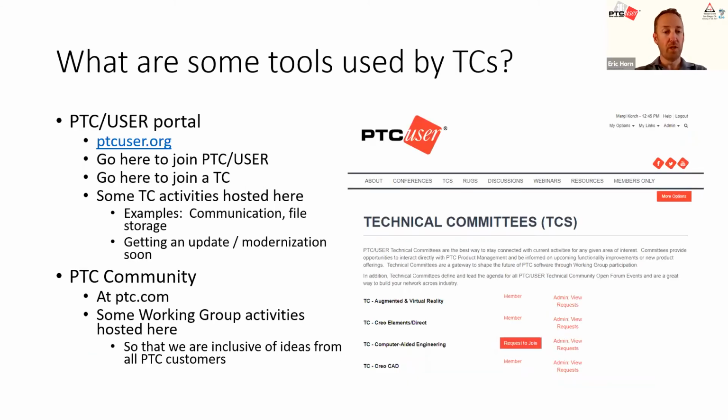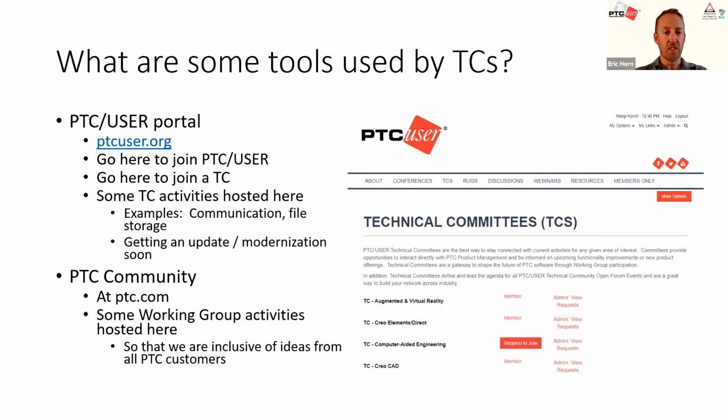So what tools do we use? We have two major tools that we currently use. The ptcuser.org portal is one of the big ones. That's where you log in and request to join a TC, and then we approve that. That's also where essentially all the email communication comes in. For my TC for smart manufacturing, that's where I send out all of the notifications. That's where all the meetings are organized, and some files can be shared. So that's your main portal to go to.